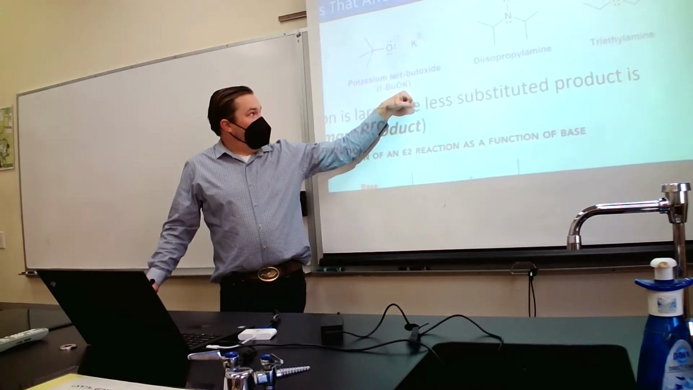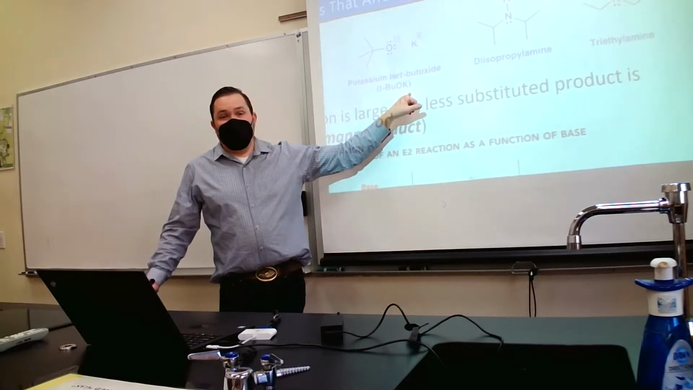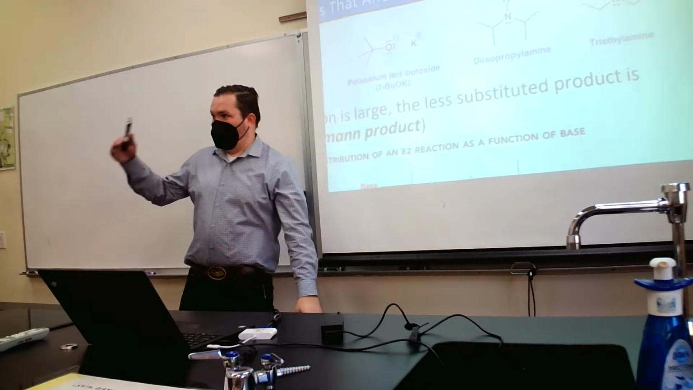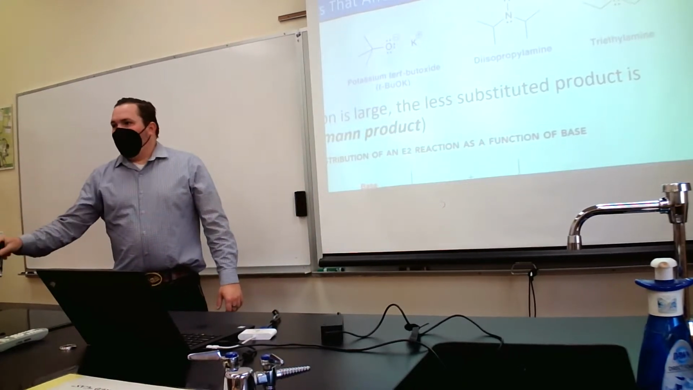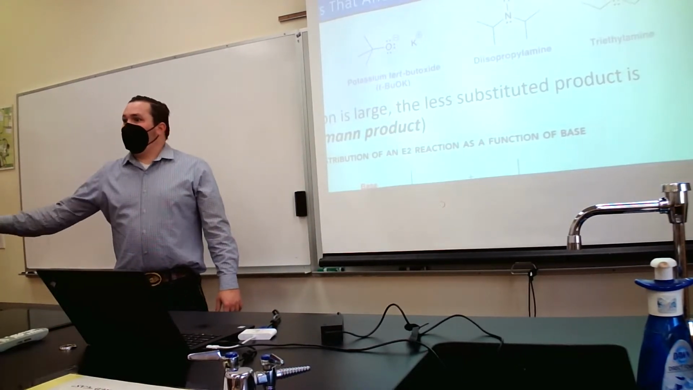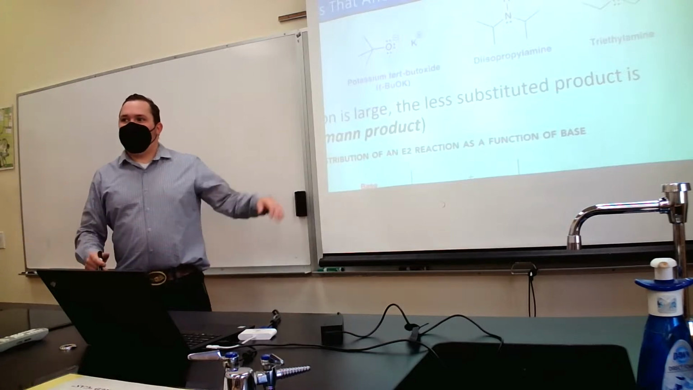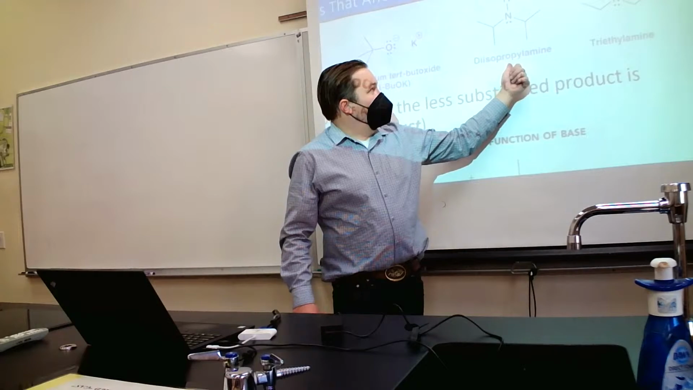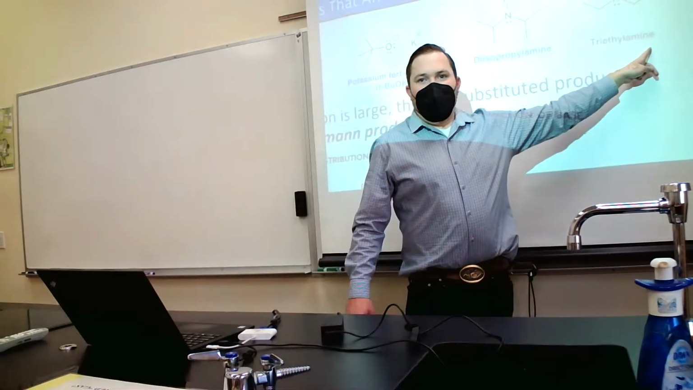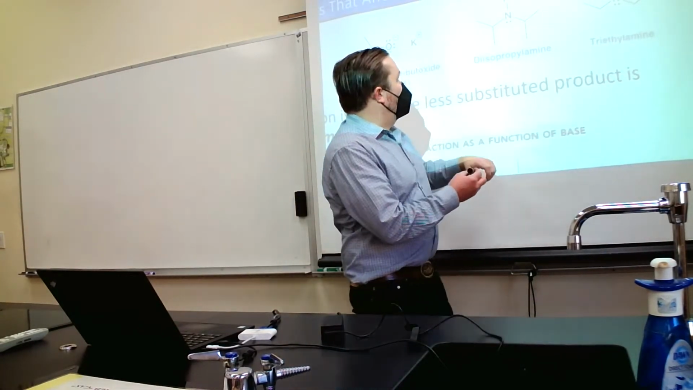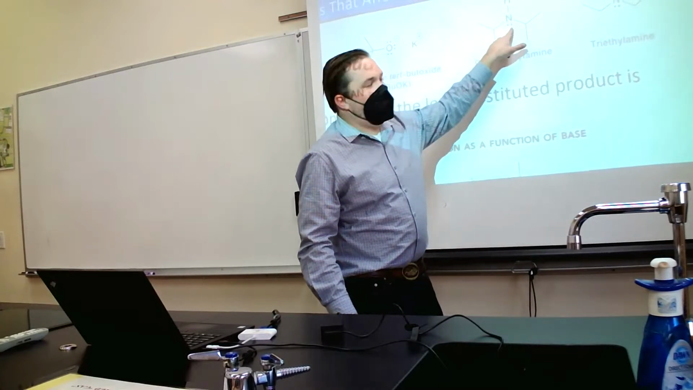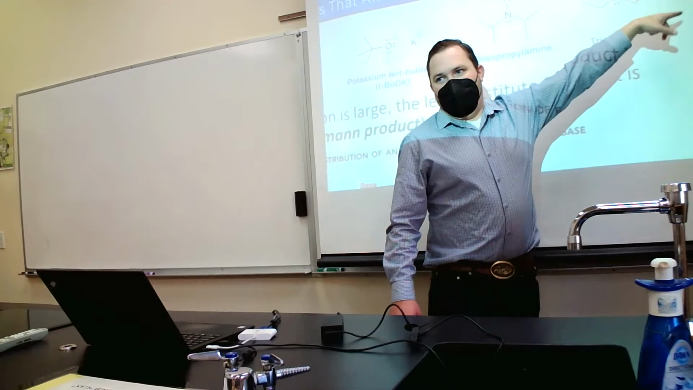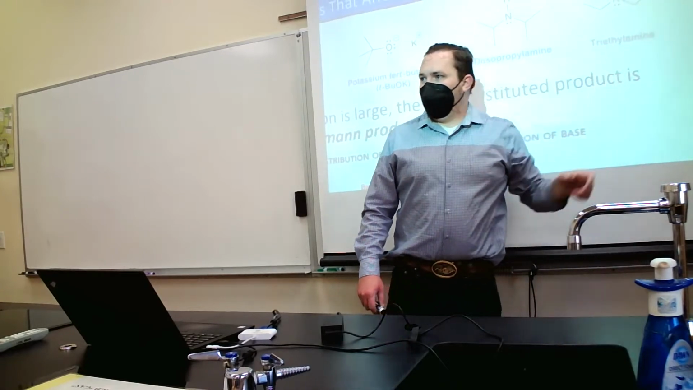So this is probably the most common of these that we see. If you see this, that should just be a trigger. Oh, not Zaitsev's rule, Hoffman. We're going the opposite direction, sterically hindered base. Some others are diisopropylamine and triethylamine. And for the same reason, in both these cases, you can see the group that's actually going to be accepting the proton is surrounded by these big bulky R groups.